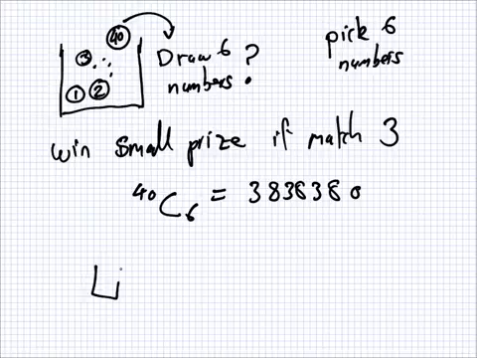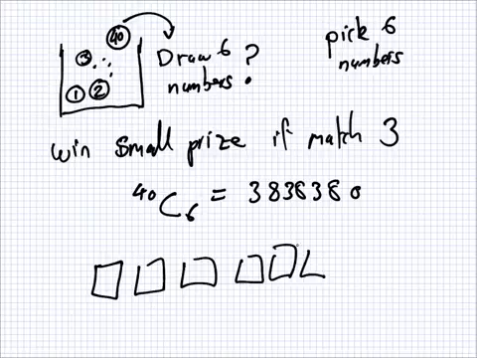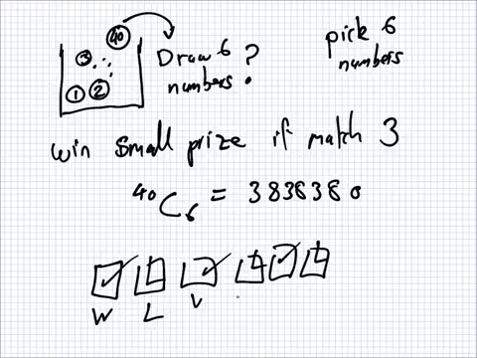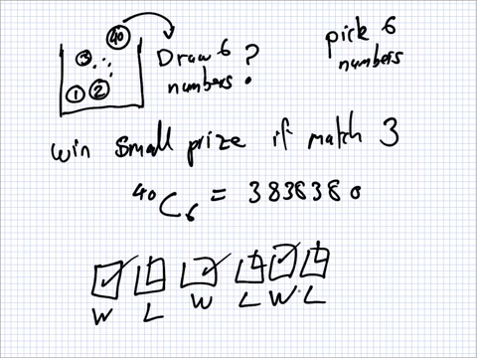If you think about it like this, you have your 6 numbers. How many numbers do you want to be winning numbers? You want 3 numbers to be winning numbers, and you want 3 numbers to be losing numbers. So you want a winning number, losing number, winning number, losing number, for example. This is just like picking boys and girls for a team, picking winning numbers and losing numbers.